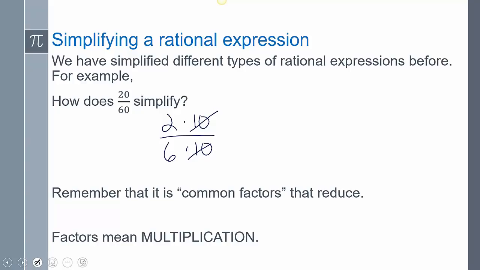Well, in 2 and 6, I can factor 2 into 2 times 1, and then 6 would be 2 times 3. And then the factors of 2 reduce, and so I'm going to be left with 1 over 3.